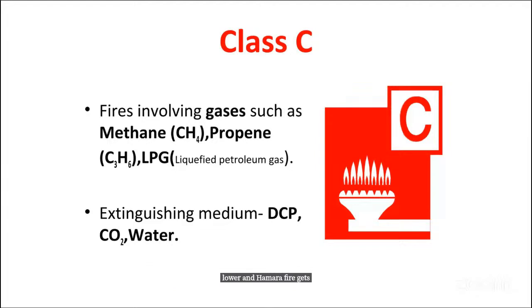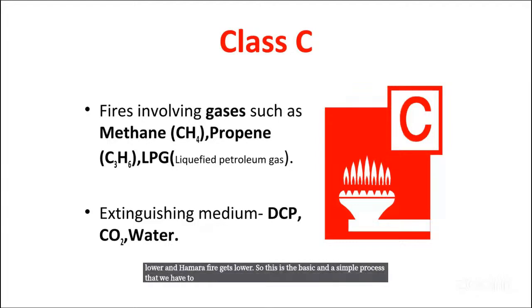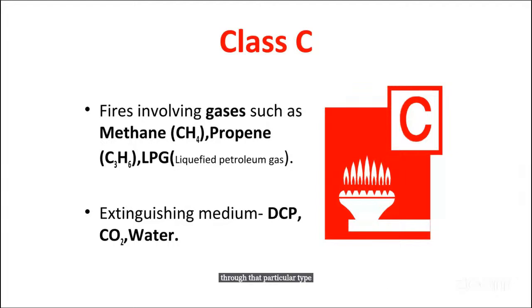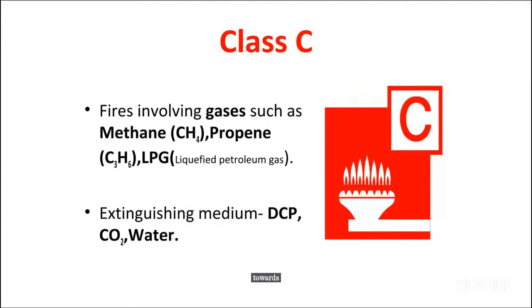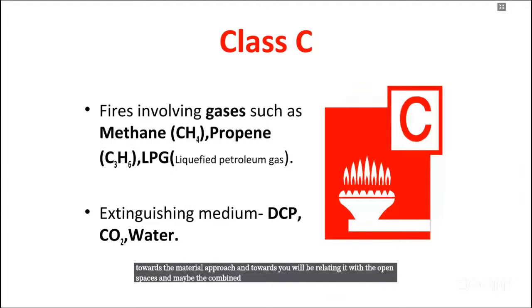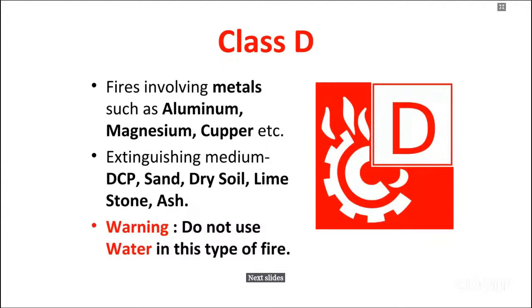So this is the basic and simple process that we have to understand: where we are categorizing our fire through that particular type of material, and how we are extinguishing it, giving the extinguishing medium. I hope you people are relating this towards the material approach, and also towards the open spaces, the combined spaces and the enclosure spaces approach, which we'll be seeing in the next slides.